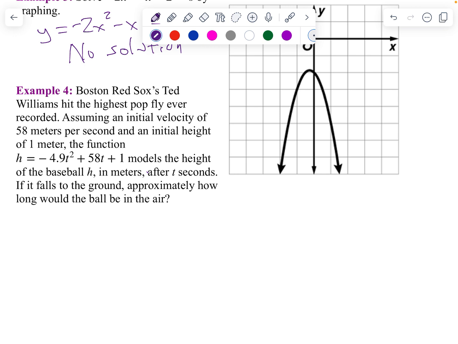Well, first thing, since we're going to graph this, we can't use h and t. We're going to use x's and y's. So y is going to be the height of the baseball, negative 4.9x squared plus 58x plus 1. Now we're just going to graph that on decimals.